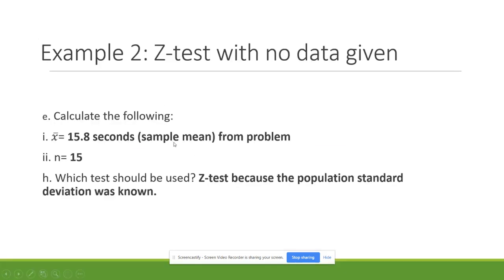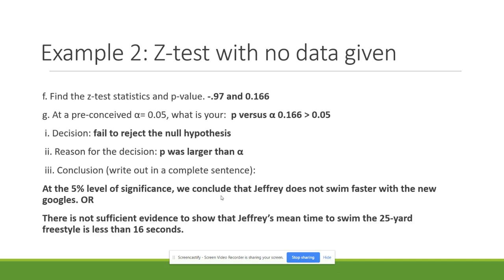So I was given the sample mean in the problem, the sample size. And again, I know it's a z-test because the population standard deviation was known. So what's your z-test statistic and p-value? So my z-test statistic is negative 0.97 and my p-value is 0.166. So I want to look at my p-value versus my level of significance. 0.166 is greater than 0.05.